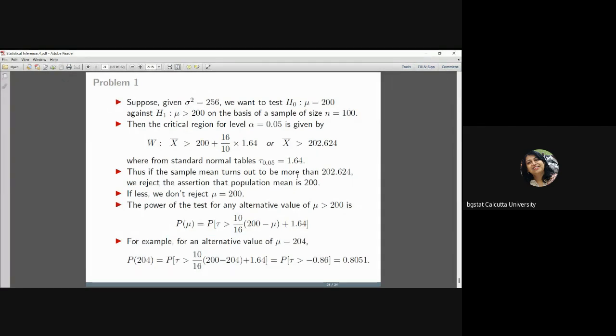And you have to plug in the particular value of mu because the alternative hypothesis is composite. So we have a power curve. If, for example, your alternative value is 204, you can plug in 204 for mu, do the calculation, and it turns out that you have 80% power. So you have an 80% chance of rejecting the null hypothesis if the true alternative mean of the population is 204.